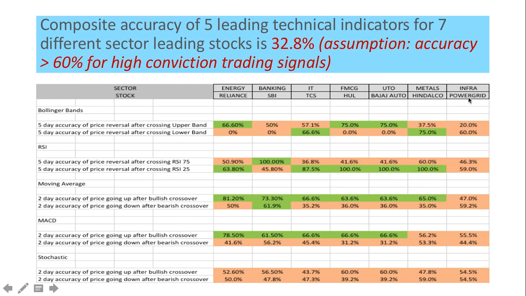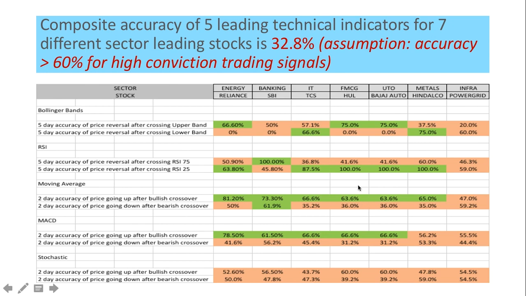So this table depicts the accuracy, and here we have taken a threshold of at least 60% accuracy to set up a high conviction trade, because 50% is even Steven. It can go up, it can go down, we can be right, we can be wrong, but anything above 60% is what we are considering as high conviction trades, or relatively high conviction trades.